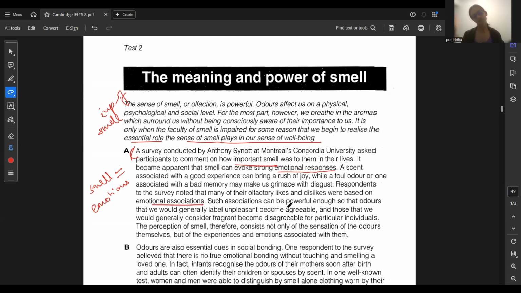Such associations can be powerful enough so that odors that we would generally label unpleasant become agreeable, and those that we would greatly consider fragrant become disagreeable for particular individuals. The perception of smell, therefore, consists not only of the sensation of the odors themselves, but of the experiences and emotions associated with them. Right? So, smell equals emotions and experience. Right? So, we can say that.